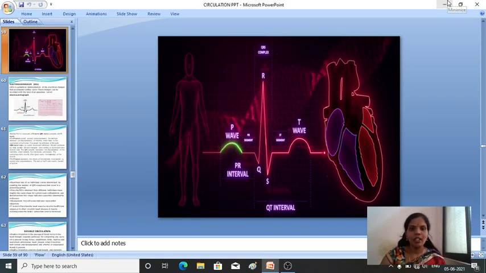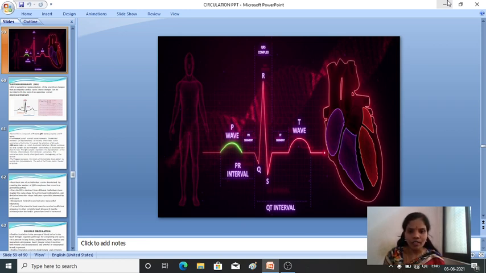Hello students. In the last class we discussed the human circulatory system. In that we studied in detail the structure of the human heart and the parts associated with it, like the chambers of the heart and the walls. Then we studied how the regulation of heartbeat takes place, and the cardiac cycle in detail.